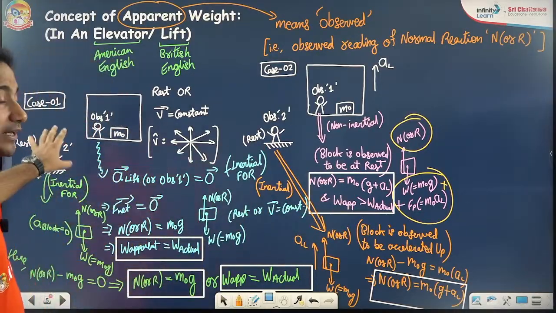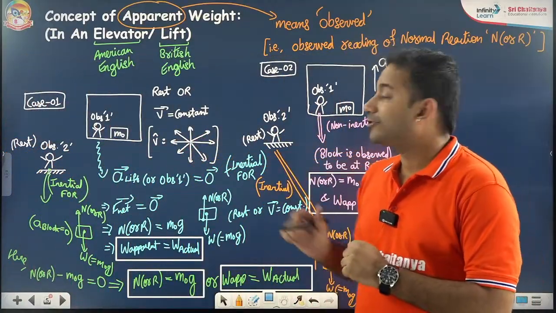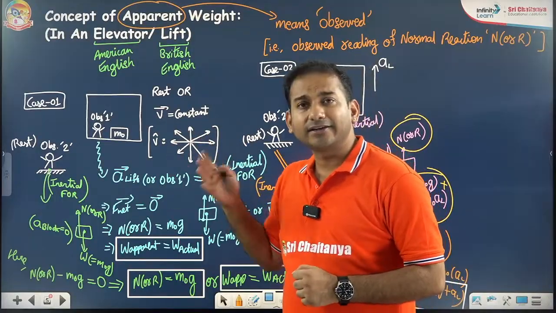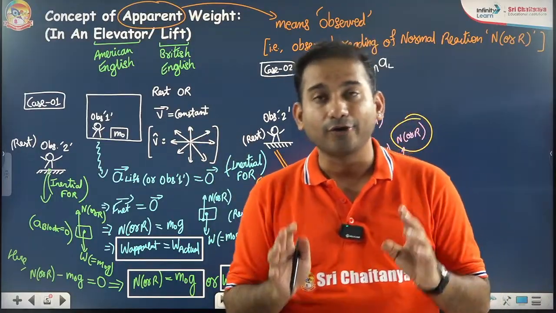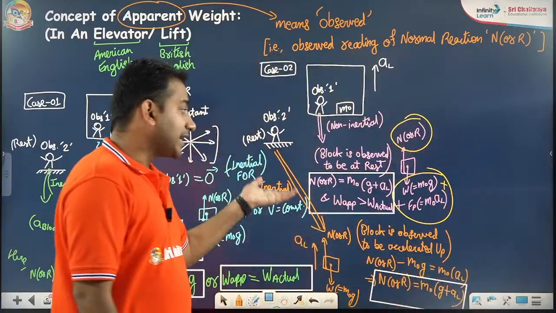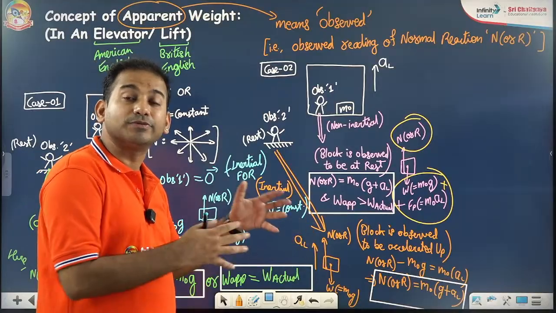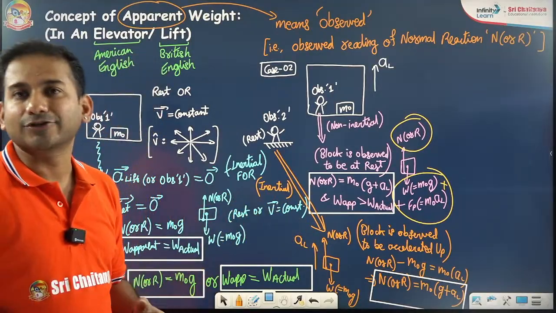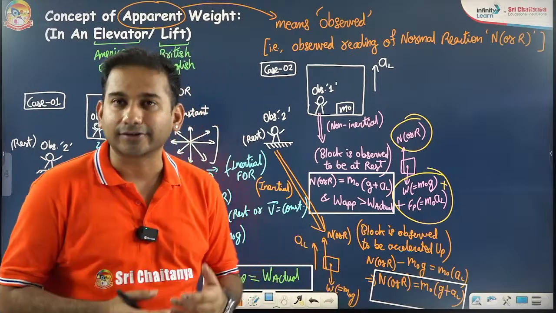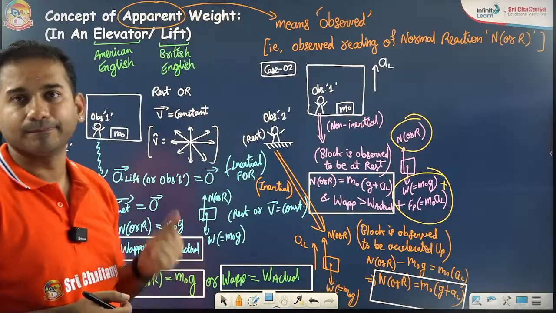If the lift is at rest or moving with uniform velocity in any direction, horizontal, diagonal, up, down, anywhere, then the actual weight and apparent weight are the same. If the elevator is accelerated up, the observed weight is bigger than the actual weight, which means you will feel heavier. Your legs will feel heavier if you are accelerating up.